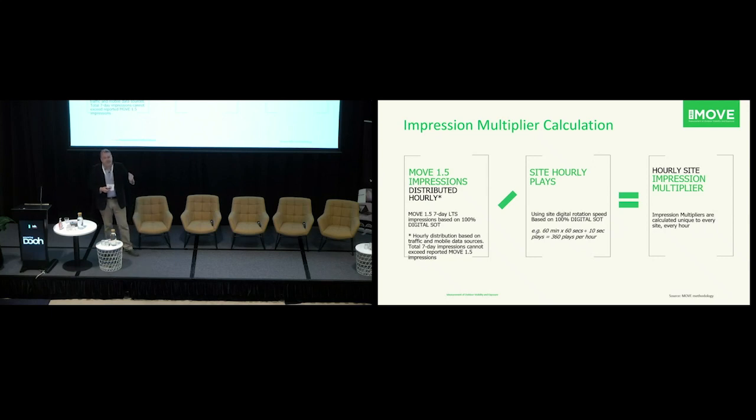If we had, I'll do my maths simply, 6,000 impressions in an hour in total, and there were 60 ad plays, then each ad play is going to have 1/60th of that, or 100 impressions.